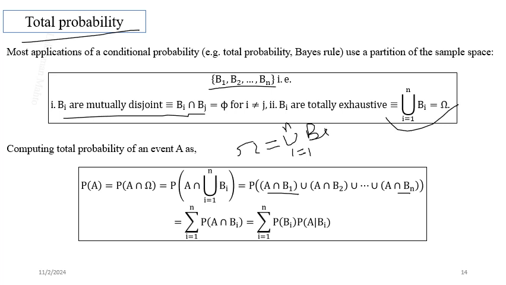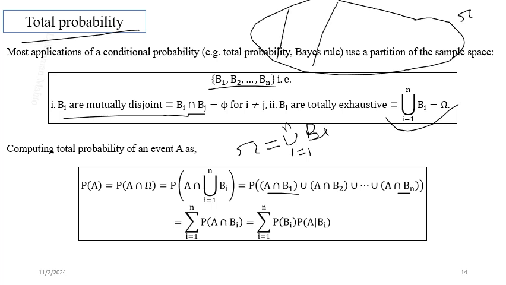Okay. And what do you observe? Do you observe any common thing between A intersection B1 and A intersection B2? Because you had already seen this scenario. This one is your omega, and you have partitioned omega into n segments. Call them B1, B2, and the last one is Bn. This is B1, this is B2, and this one is Bn.